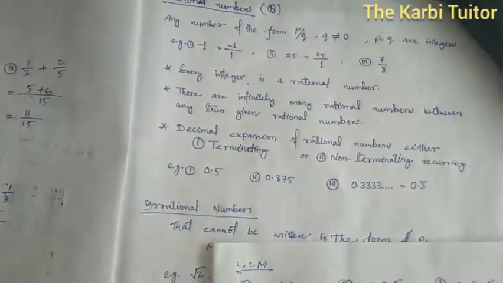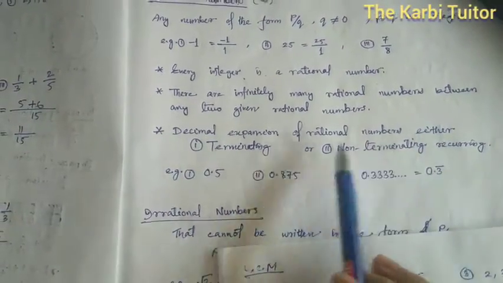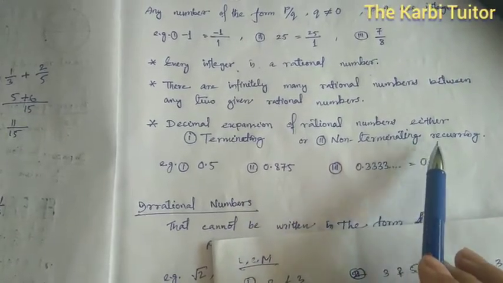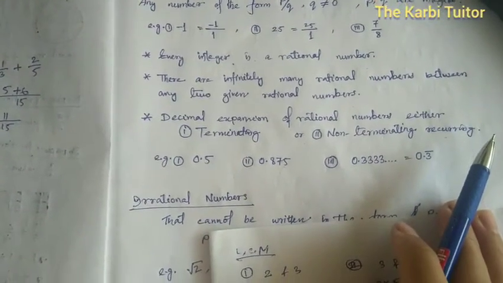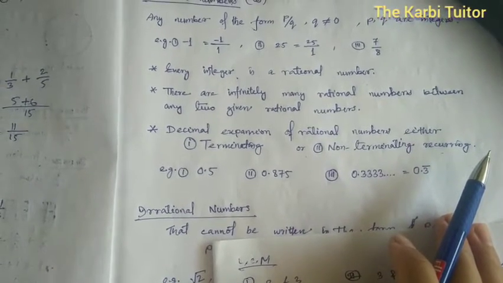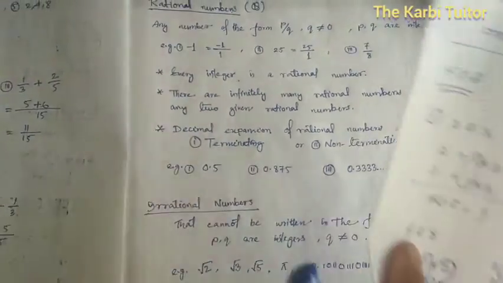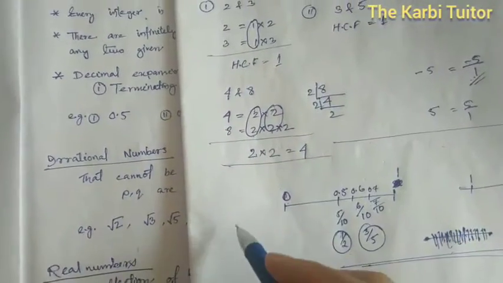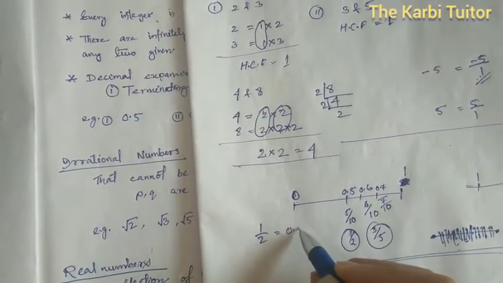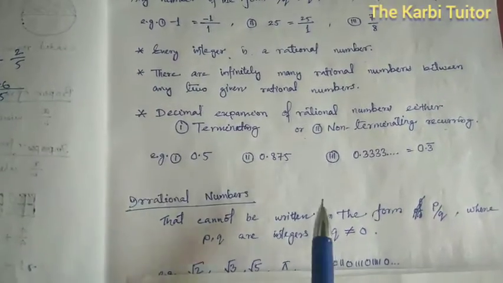Then next, decimal expansion of rational numbers are either terminating or non-terminating recurring. That means what? Decimal expansion. Consider any rational number of the form p by q. Suppose 1/2. When you divide it, in terms of decimal, it is 0.5.